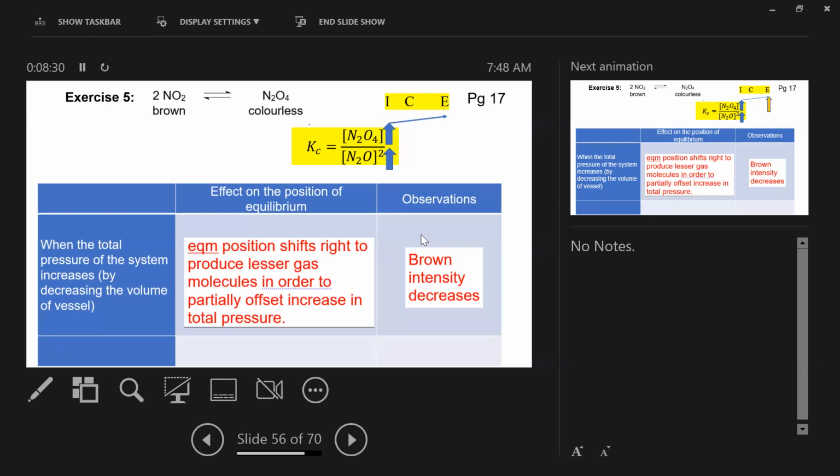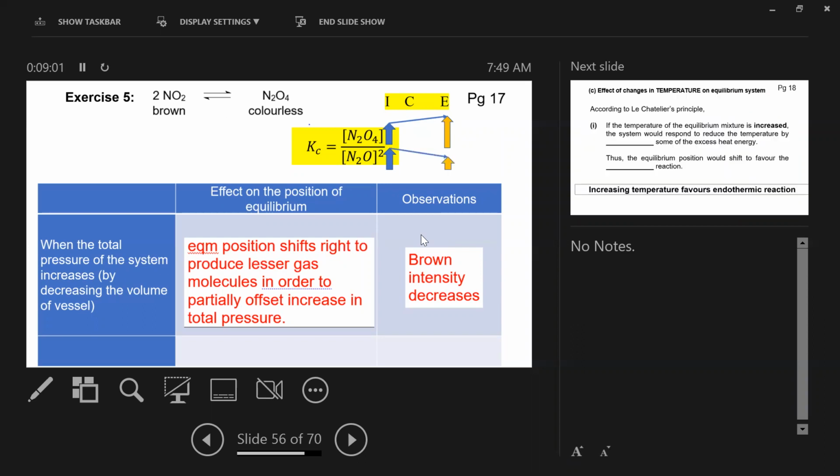So we all agree that it will shift to the right, shift to the product side in order to reduce the total number of gas particles. As it changes, the new equilibrium will have more of the N2O4. Agree? Because it shifted to the right hand side, the product side. At the same time, the NO2 will be reduced in order to form more of the N2O4. So this is the change.